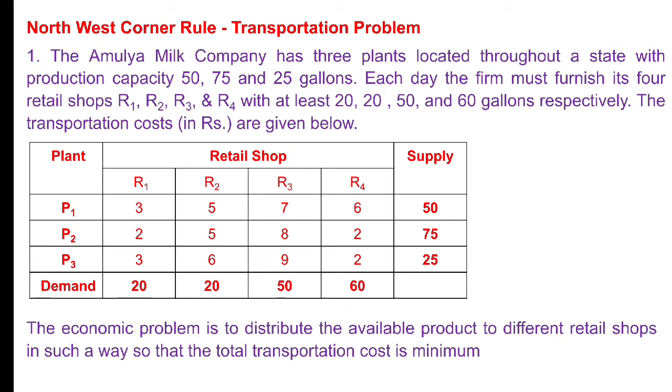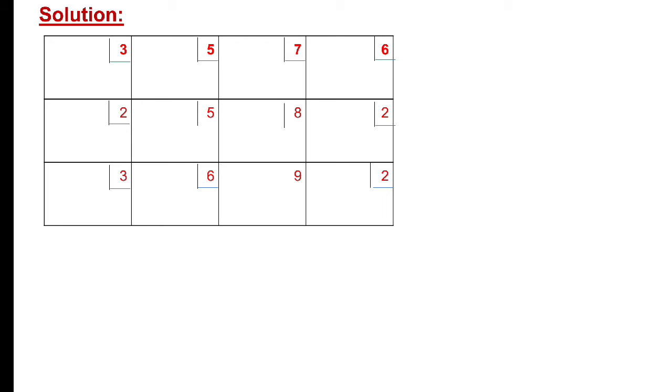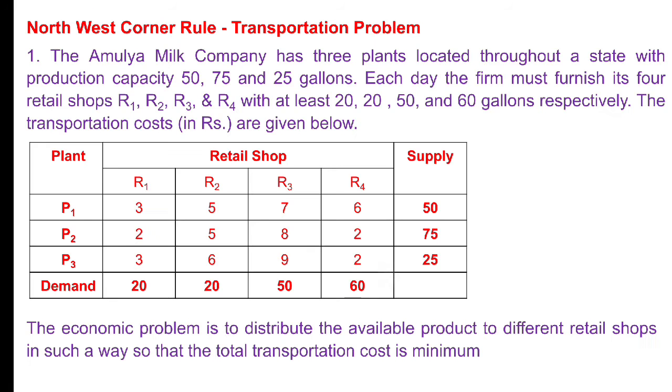Now the given values are given. Look at that problem again. Plant 1 to retail 1 is 3 rupees, if you consider in rupees. Plant 1 to retail 2 is 5 rupees. Plant 1 to R3, 7 rupees. Plant 1 to R4, 6. Similarly, plant 2 to R1, 2 rupees.